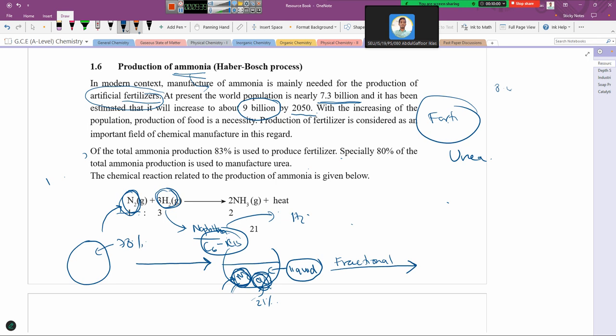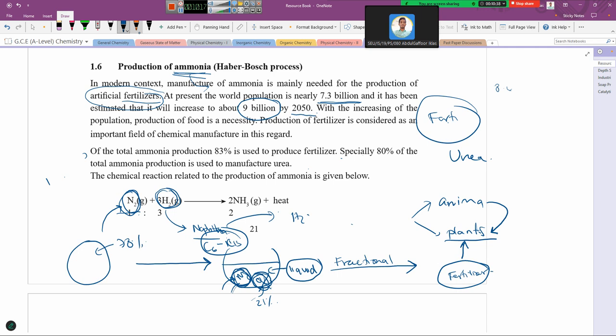For the production of food we rely on animals and plants majorly, and animals also directly rely on plants. So for all these things we have to grow more plants. For growing plants what do we need? We need fertilizer. In order to produce fertilizer we have to manufacture ammonia. This is the idea. So production of fertilizer is considered an important field of chemical manufacture in this regard.